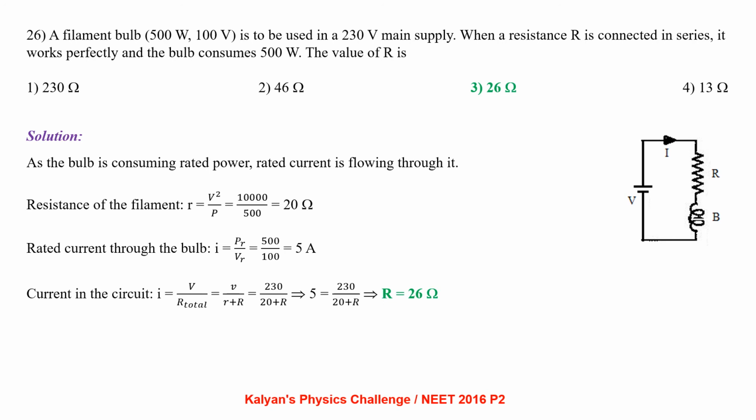Now the current flowing through the circuit is equal to the current flowing through the bulb, that is 5 ampere. We can write the formula for current as I = V/R_total. Here there is an external resistance capital R and the resistance of the bulb small r connected in series. So the total resistance is 20 + R. From there we get the resistance is 26 ohm.